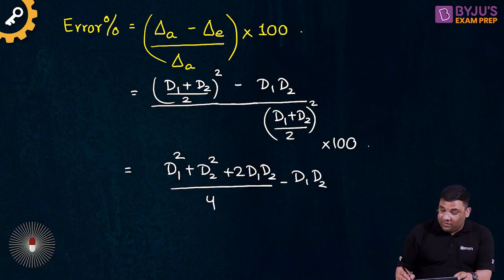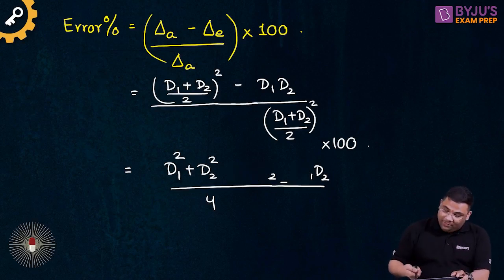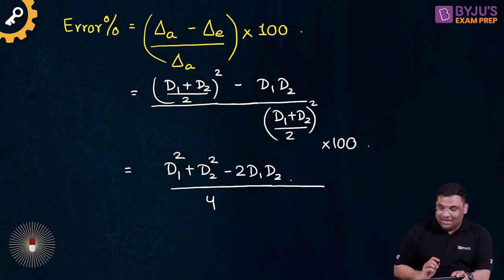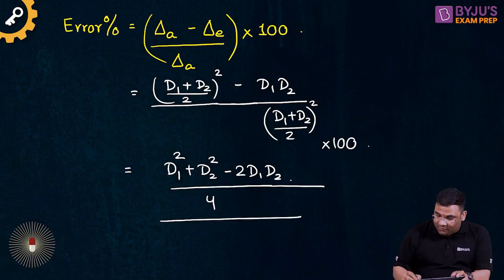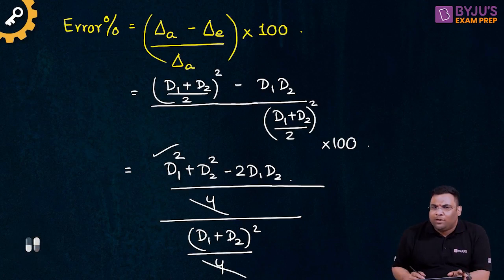Now you see this 4, if I take 4 common, this will become what? 4 d1 d2, right? Here this will become 4 d1 d2. Now if you subtract this 2 d1 d2 minus 4 d1 d2, it will become how much? Minus 2 d1 d2, right? Now see, in the denominator we have what? d1 plus d2 whole square, and then 2 square is 4. This 4 gets cancelled. What is this? This is d1 minus d2 whole square, right?